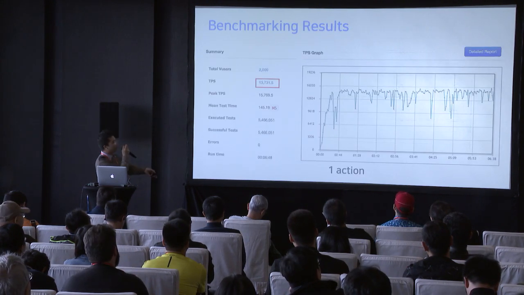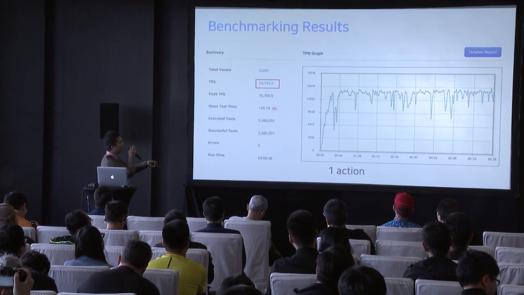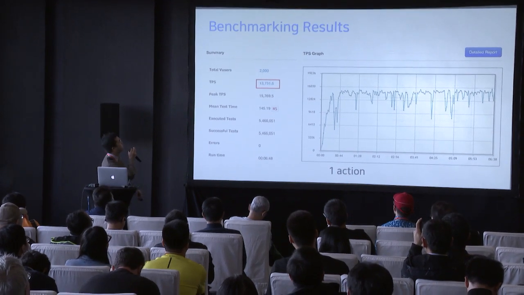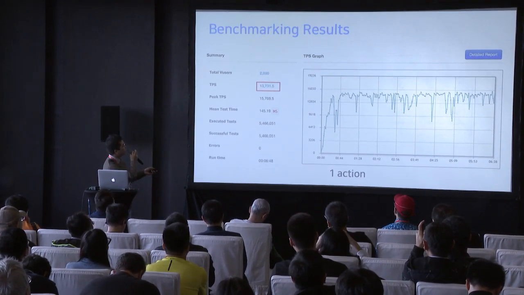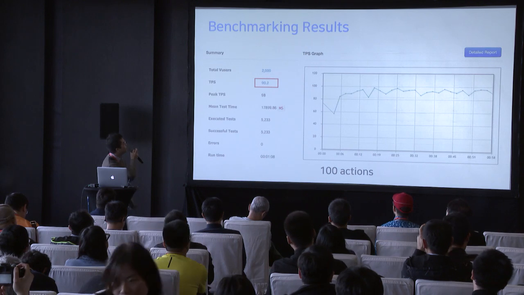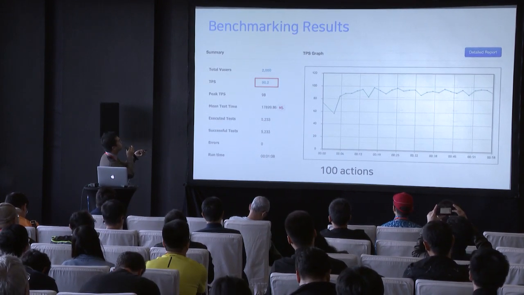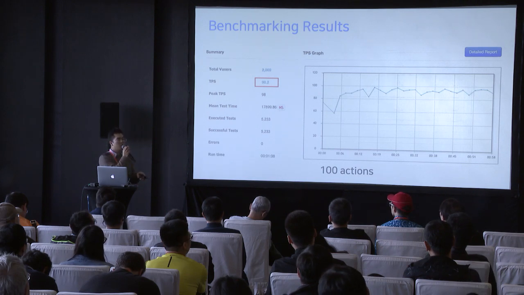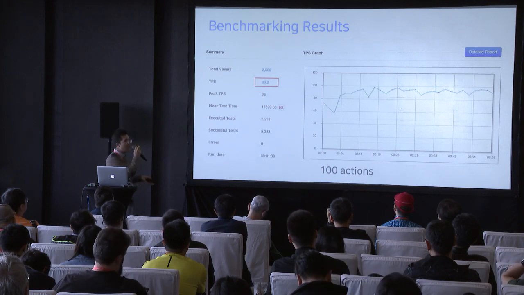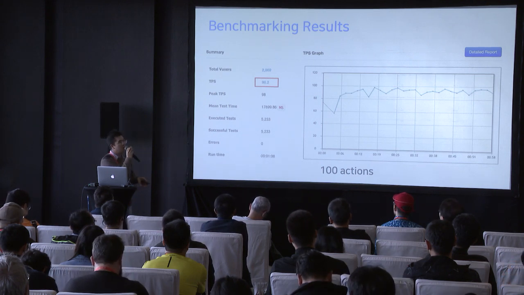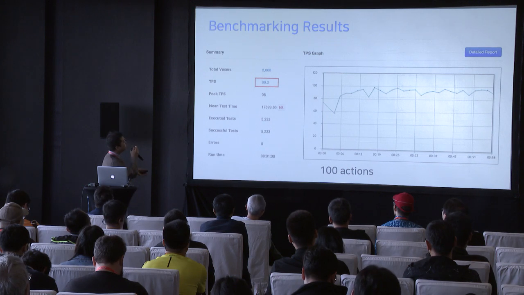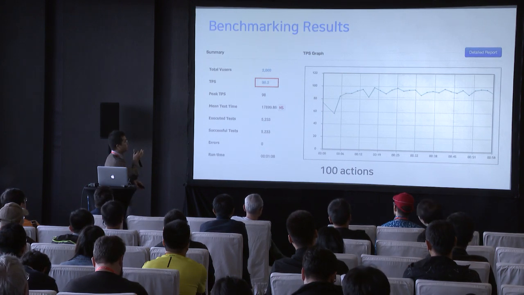The first one is very simple. We only invoke one single, same action during the benchmark, and we get a pretty nice TPS, and this is great. Now let's try another case. We will invoke 100 actions randomly during the benchmark, but we got a pretty awful TPS, only 90. So you might be thinking there could be some problems in our environment, but trust me, we have run a lot of benchmarks against the 100 actions case, and they all showed a similar result. So what's wrong with the current scheduling algorithm of OpenWhisk?